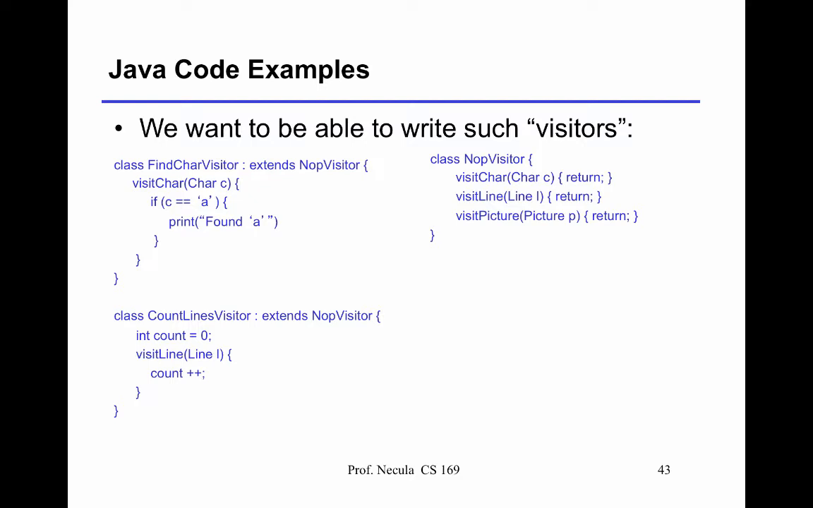So this visitor will be called on every character, every line, and every picture. And in fact, I could have had every column, every page, every drawing of various kinds. And it does nothing. It just returns. Okay? But I have it there as the prototypical visitor. This is a superclass of all visitors. And notice how I'm inheriting from visitors.